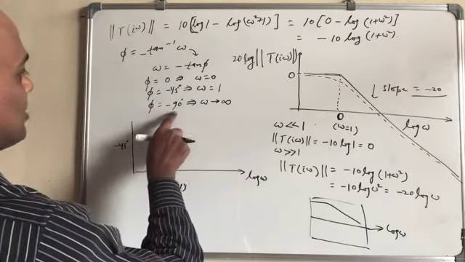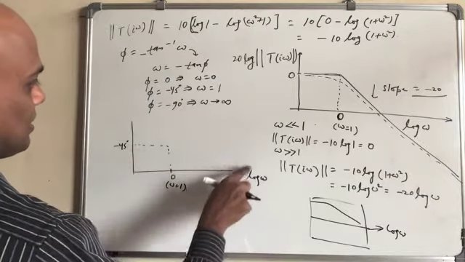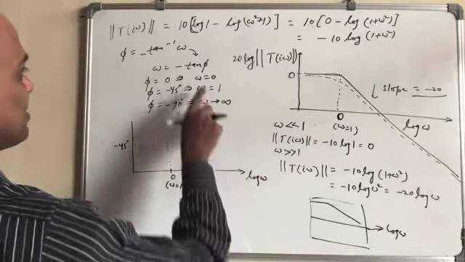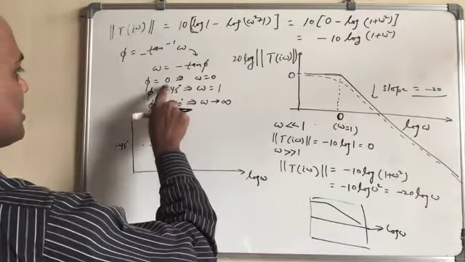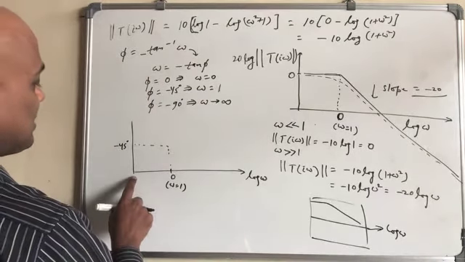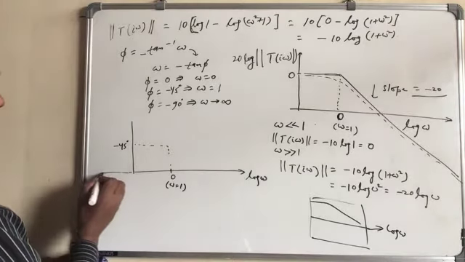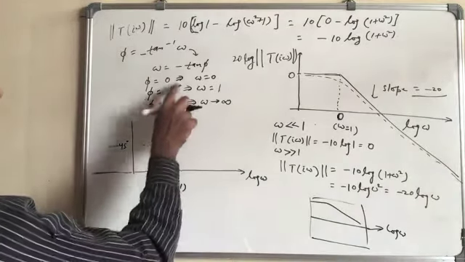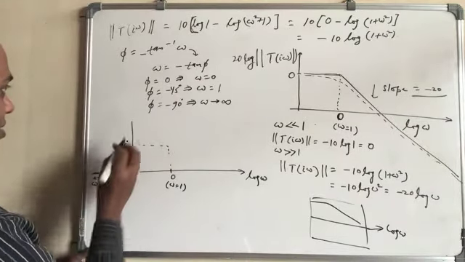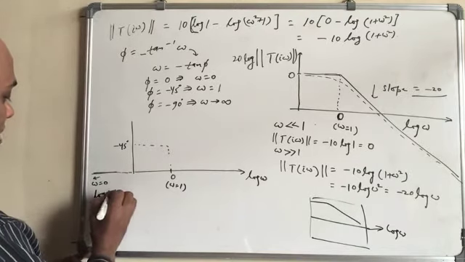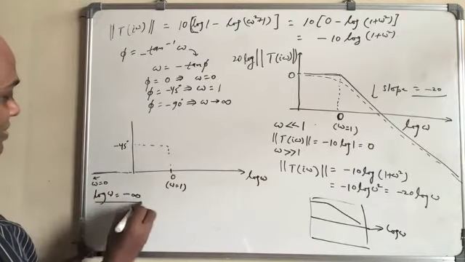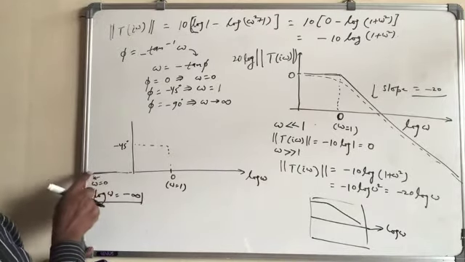Then phi equal to minus 90 degrees at omega equal to infinity. That means log omega is infinity. And then phi equal to 0 as omega equal to 0. So phi equal to 0 will be somewhere here. When you say omega equal to 0, log omega will be minus infinity, right? Omega equal to 0, log omega will be minus infinity.